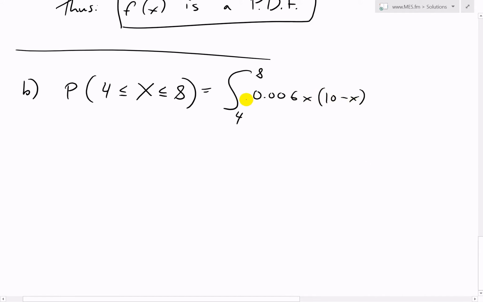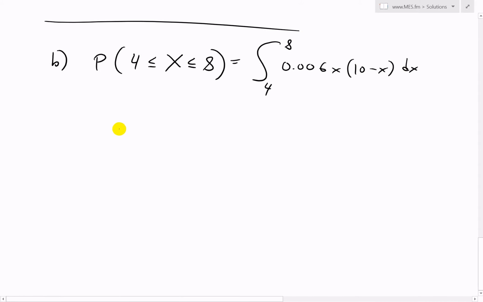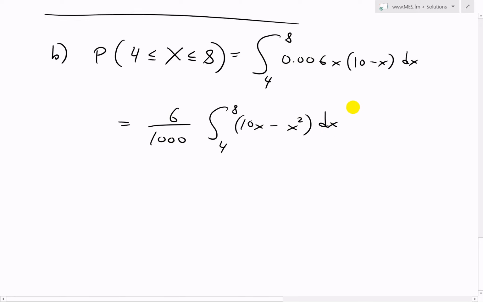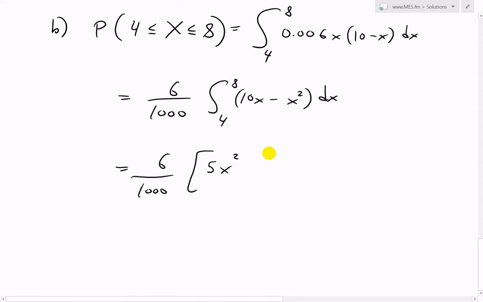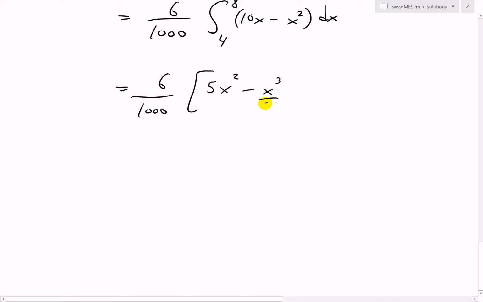So it's the same thing, but instead of negative infinity to infinity or 0 to 10, we have 4 to 8, and then dx. So again, I'm going to write this out, take it out of the integral because it's constant, and then just write it as a fraction. 6 over 1,000, and then we have finally the integral from 4 to 8 of 10x minus x squared dx. Then integrating this again, we get x squared divided by 2. So again, we have the 5x squared, 10 divided by 2, exactly like we did above, and this is x cubed over 3. This is going to be from 4 to 8.